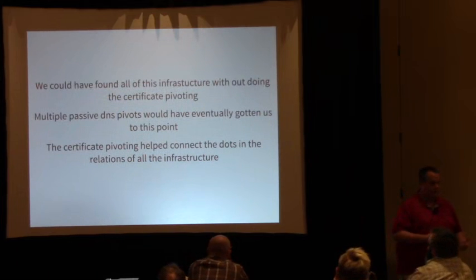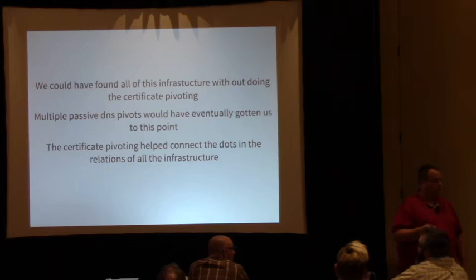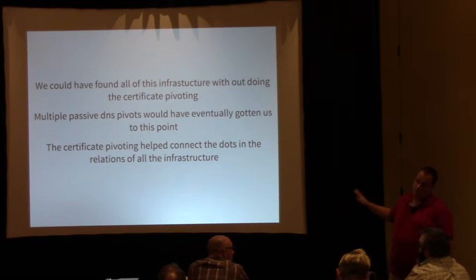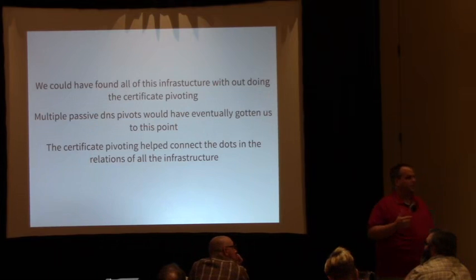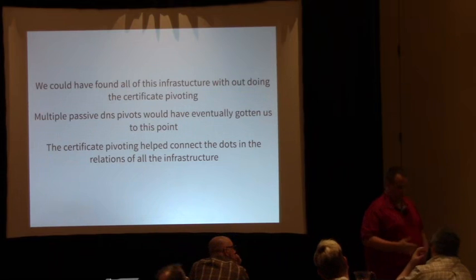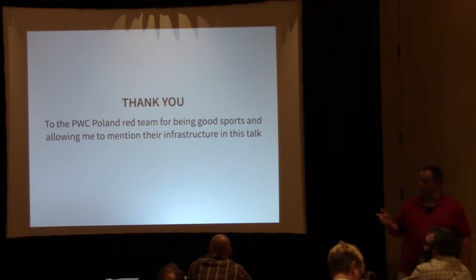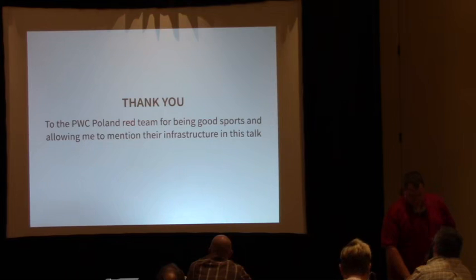So I want to caveat this. I could have found all of this infrastructure without doing the certificate pivoting. If you keep doing a couple more pivots, you find all of it using passive DNS. So I didn't need to do TLS certificates in this case, but I wanted to because it helps connect the dots. It shows the relations, that all of these are related. Obviously, this is infrastructure that is being used. So with that, I want to say one quick thank you to the PwC Poland Red Team for being good sports about it and letting me mention this in my talk.